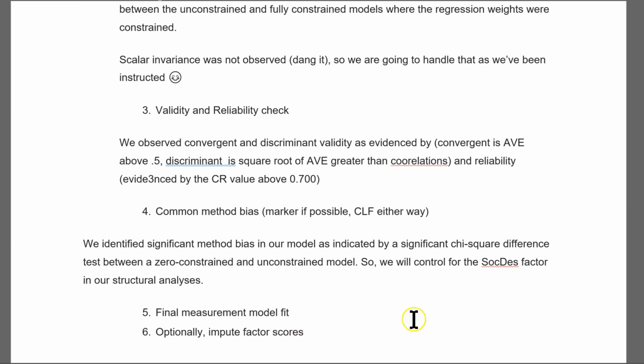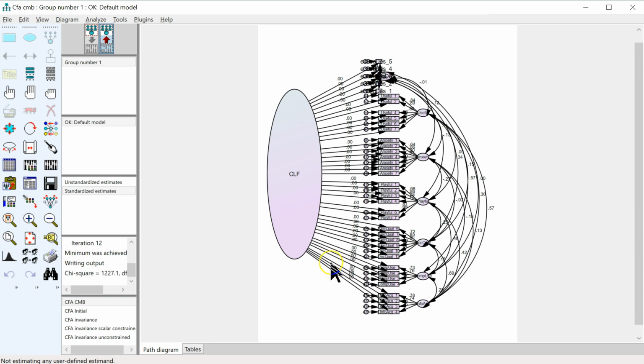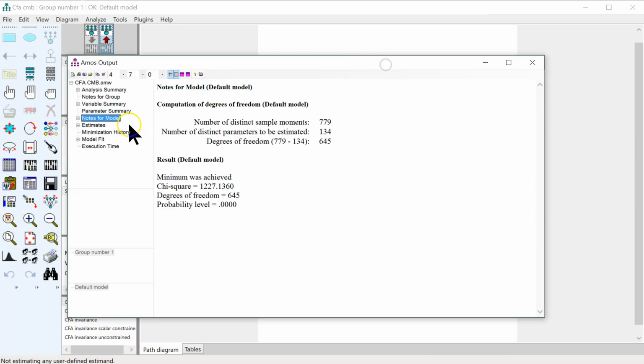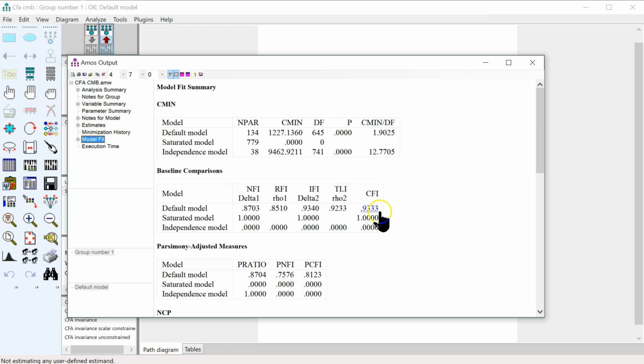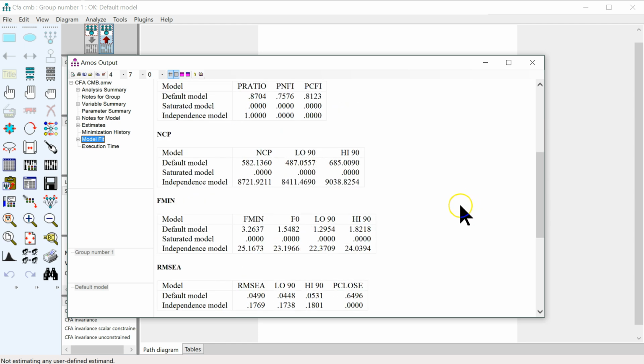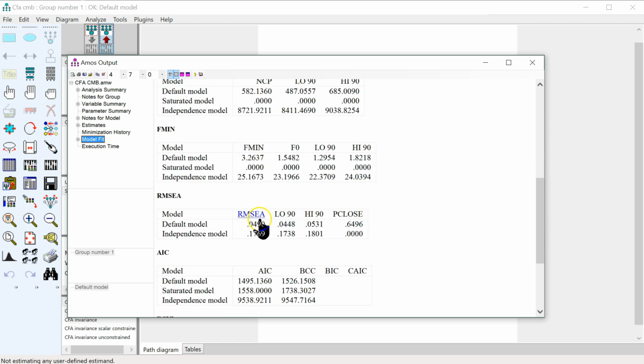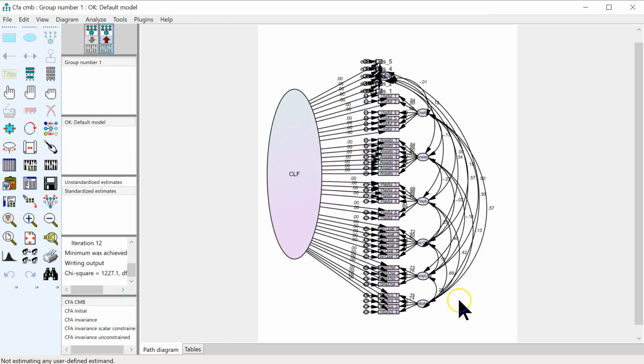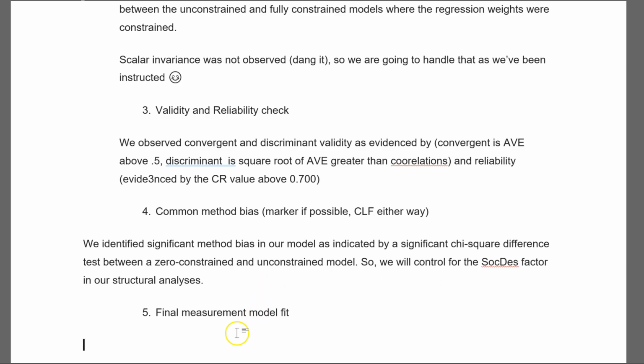All right, final measurement model fit. We can take a look at that. Here we go. Did we already run this? Yes, we already ran it. So we're going to look at the model fit as reported here. And model fit, CFI 0.93, CMIN and DF are chi-square degrees of freedom. We report those. Our RMSEA is fabulous. Our P-close is fabulous. We report all those. We report the SRMR.